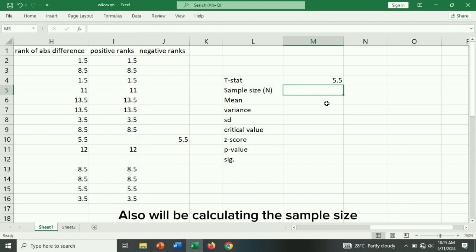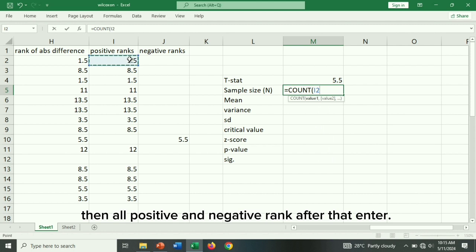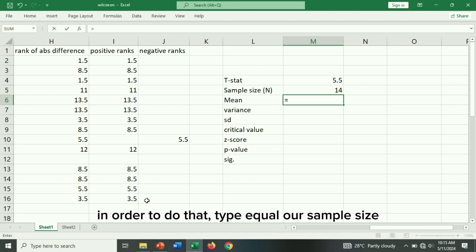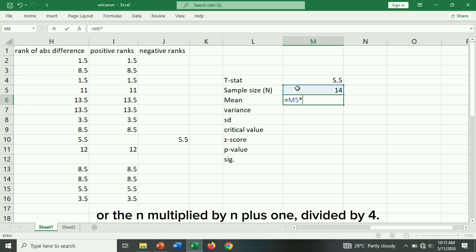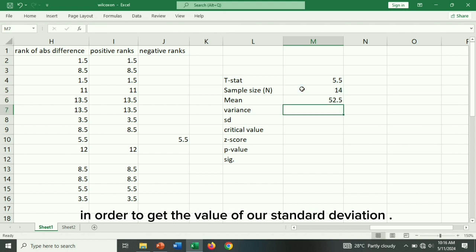Also, we'll be calculating the sample size, which is the total number of ranks that aren't equal to 0. So, let's put an equal in this cell and input COUNT, then all positive and negative ranks, after that, enter. Next, we'll be getting the mean of our sample size. In order to do that, type equal our sample size, or the n, multiplied by n plus 1, divided by 4.